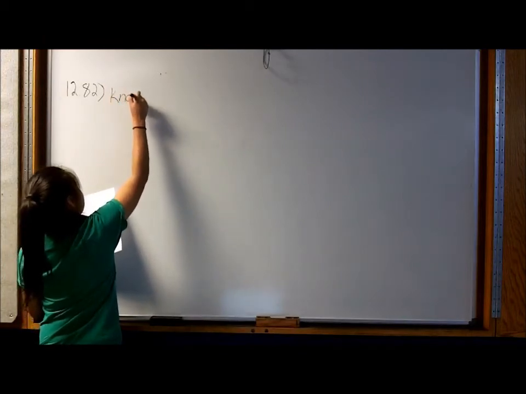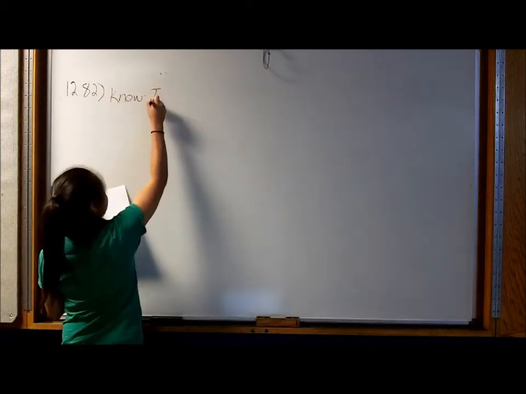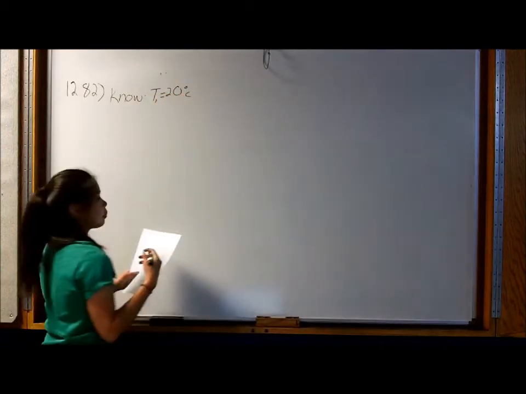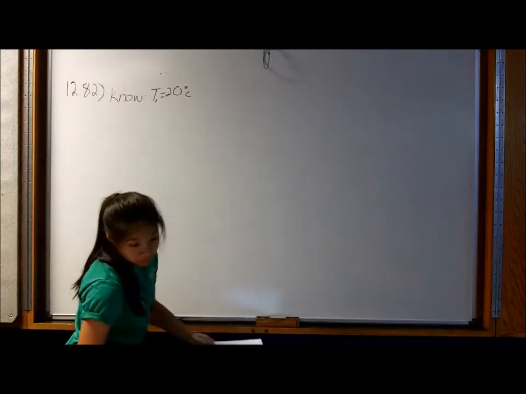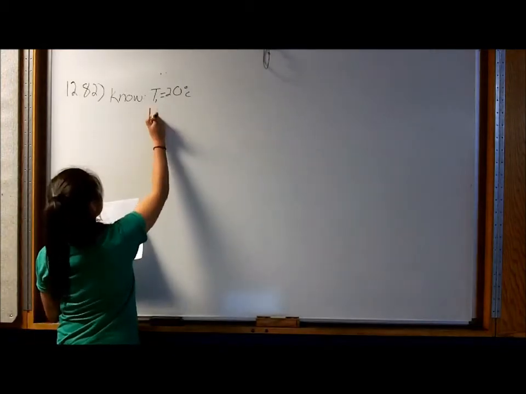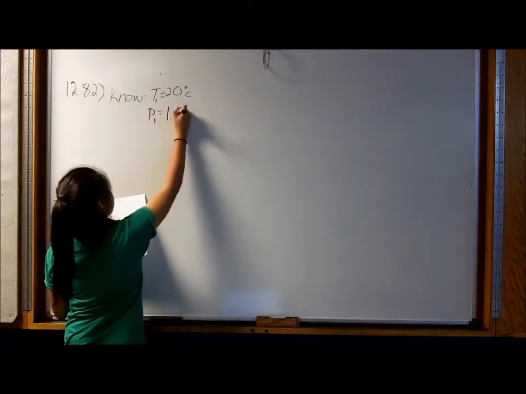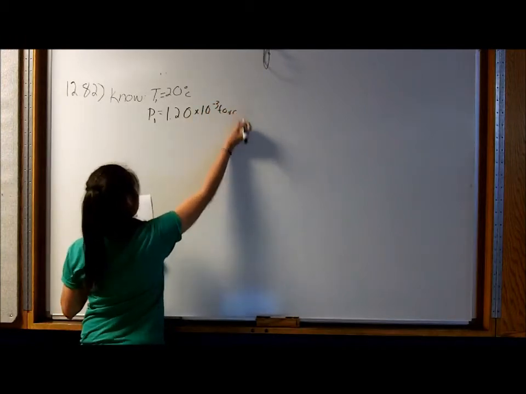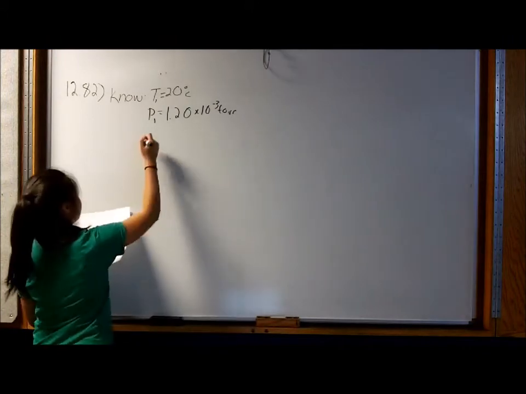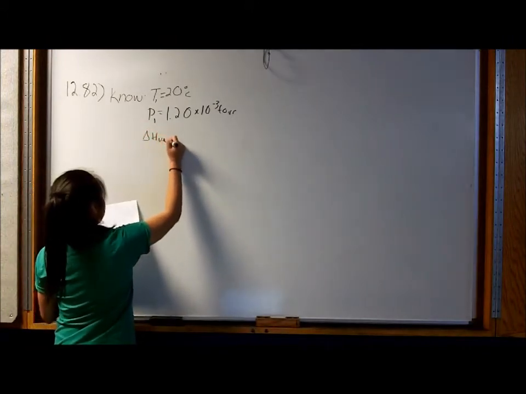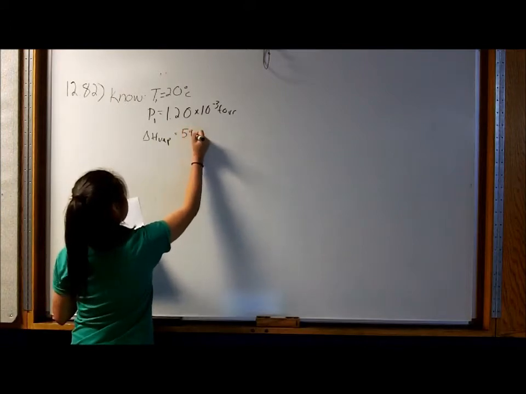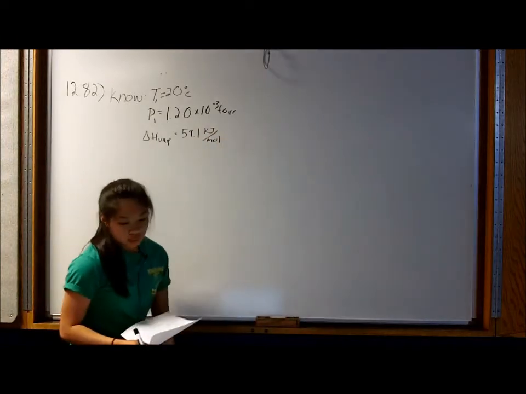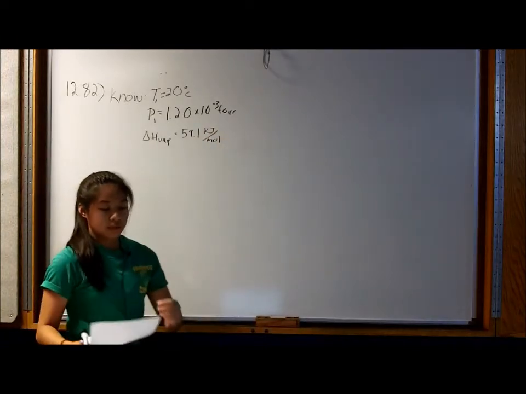is that your T1, or your initial temperature, is 20 degrees Celsius. They also tell you that the pressure for mercury vapor at this temperature is 1.20 multiplied by 10 to negative third torr. And as you keep on reading along, they tell you more information that the heat of vaporization for mercury is 59.1 kilojoules per mole.